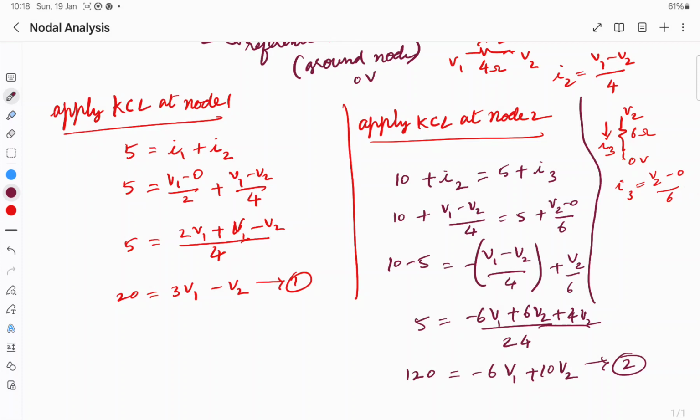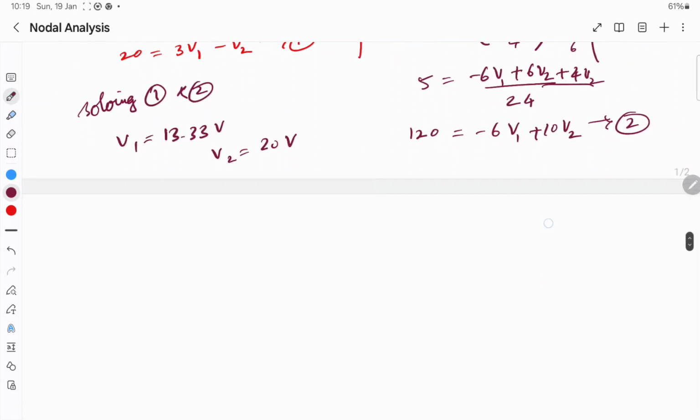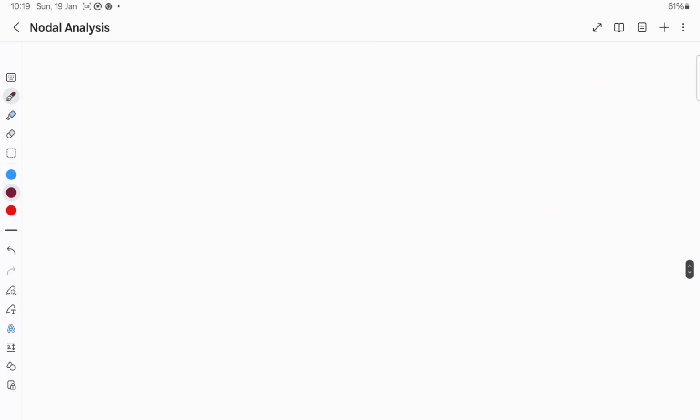Okay, on solving these two equations, solving 1 and 2, you should be getting V1 as 13.33 volt, V2 as 20 volt. Okay, that's it. I'll move to another problem. Second problem.